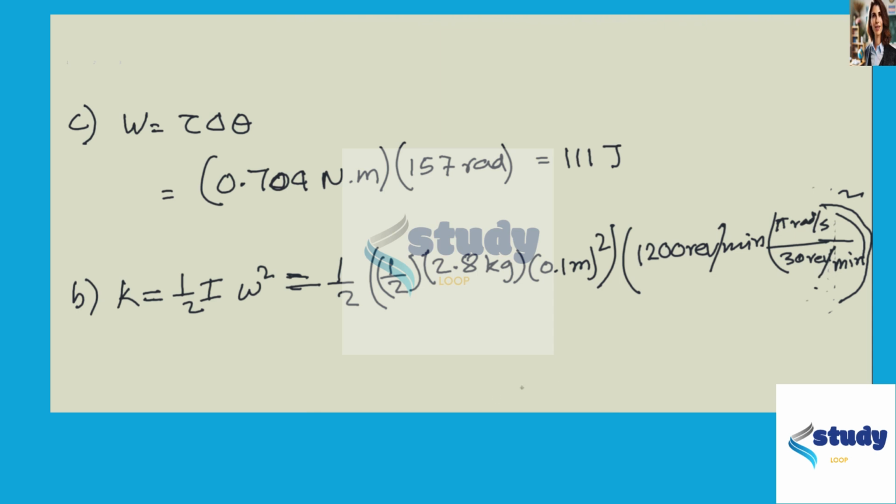Right, and that gives us the kinetic energy as 111 joules. So as we can see here, the kinetic energy and this work done are the same, which relates to the work energy theorem. Since the grinding wheel has only kinetic energy, there's no potential energy, that's why all the energy is nothing but the work done.